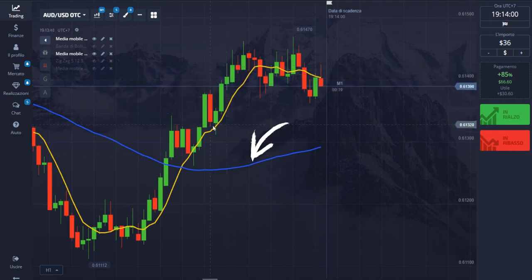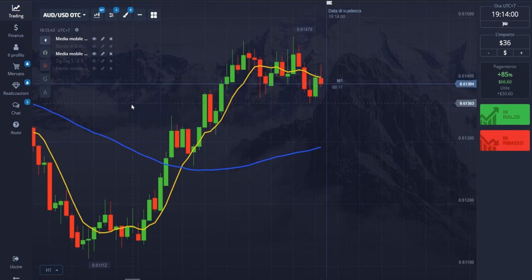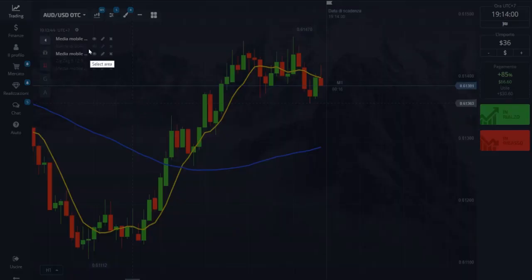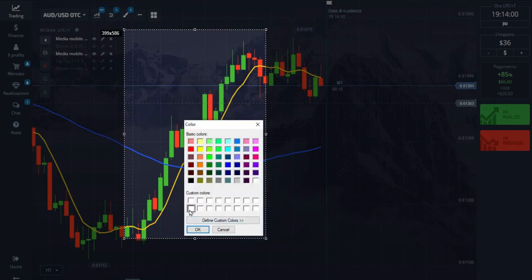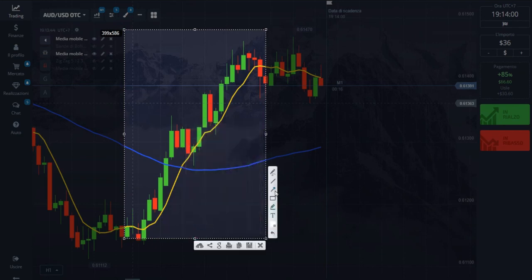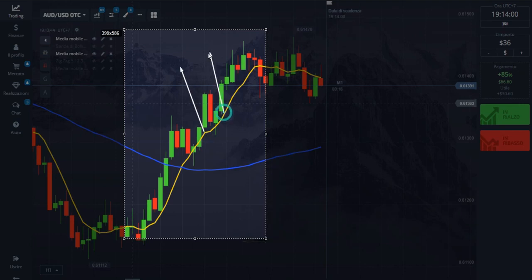After installing the indicators with the recommended parameters and colors of your choice, this is how the trading graph appears. In the figure, we see two SMA moving averages, the 7-period one in yellow and the 50-period one in blue.